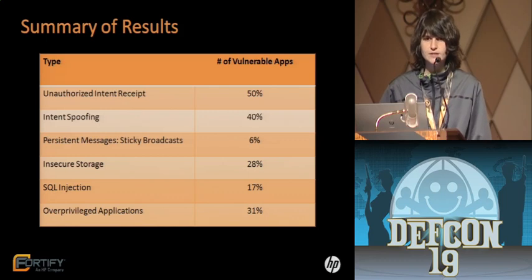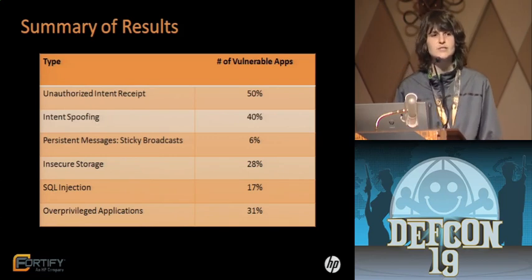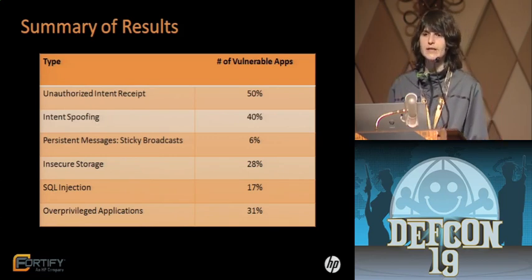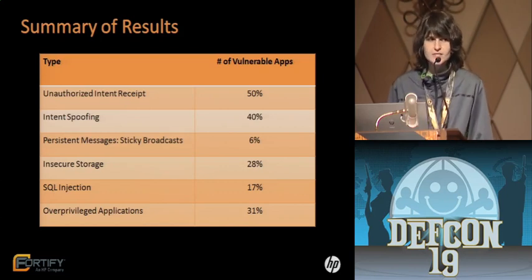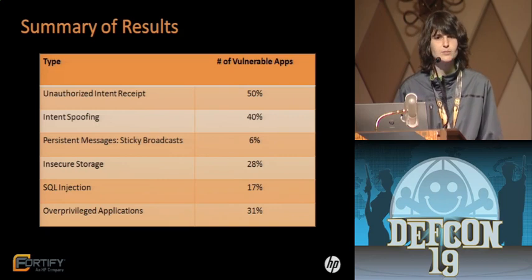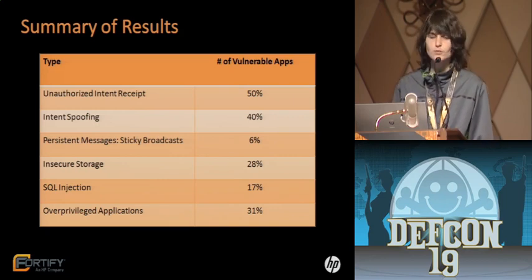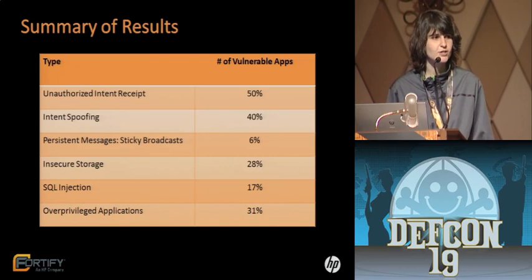A few words about empirical results. So now that we talked about the 7 security mistakes that we think people can make writing Android applications, you're probably wondering, are these mistakes actually real? Do they happen in real applications? And this table should convince you that they are indeed real.